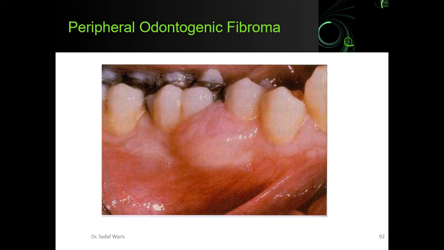This is a picture of a peripheral odontogenic fibroma. This is a solitary soft tissue nodule arising within the tooth-bearing areas of the mandible. It is non-ulcerated. Its color is exactly the same as the surrounding mucosa.